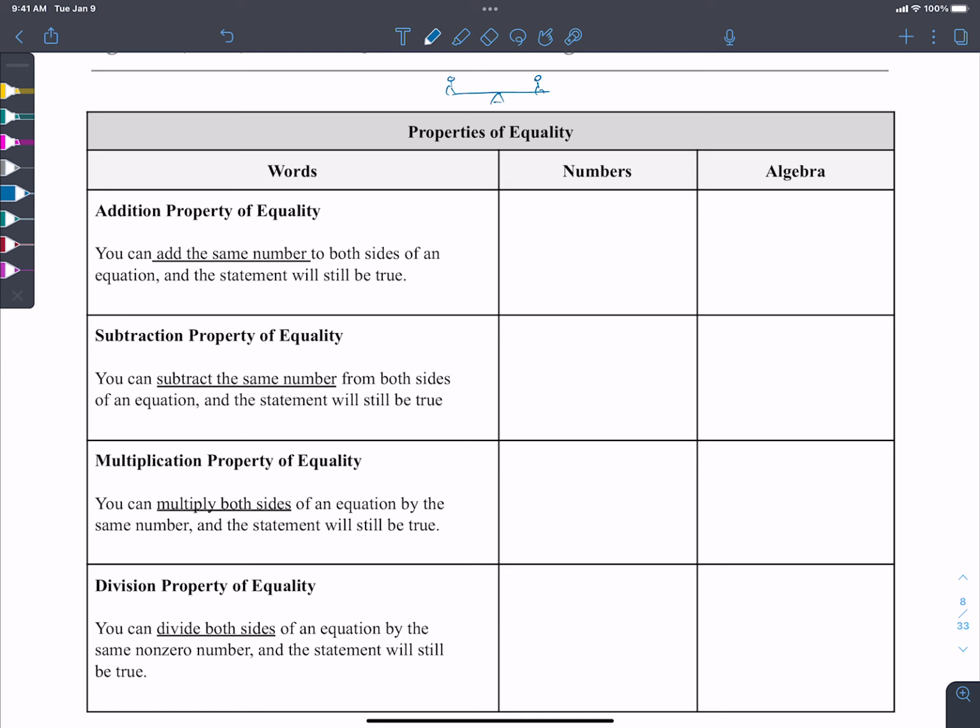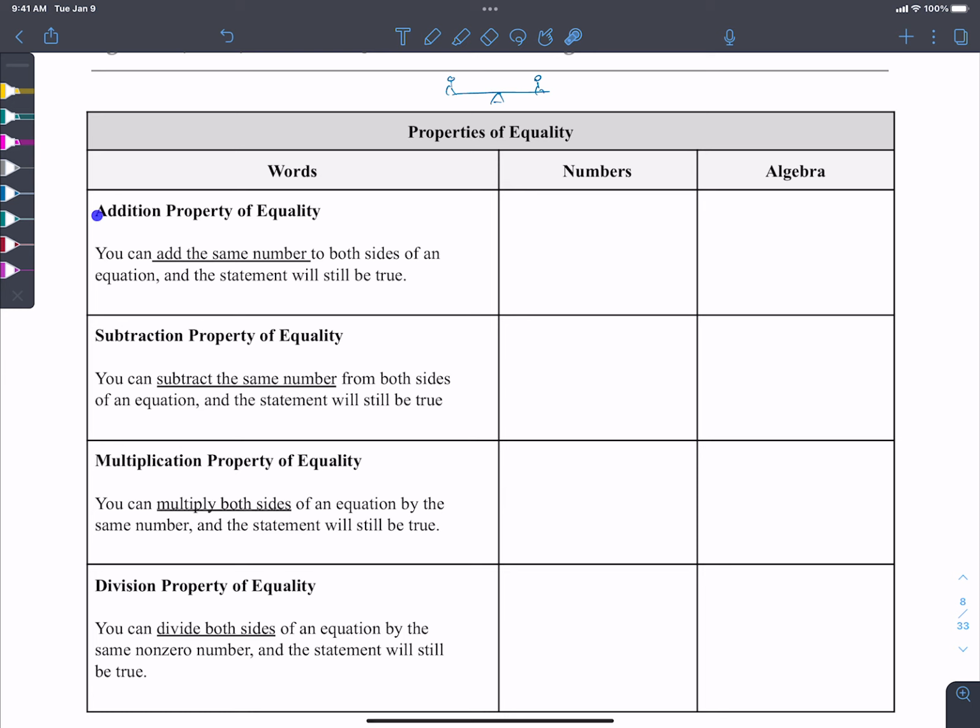Well, to keep it balanced, if you add the same amount of weight to either side, it will stay balanced, right? You can subtract the same amount from both sides, it will stay balanced. If you double the weight on both sides, it will stay balanced. And if you halved both sides, if you could magically do that, it will still stay balanced, right? That's the underlying idea behind it.